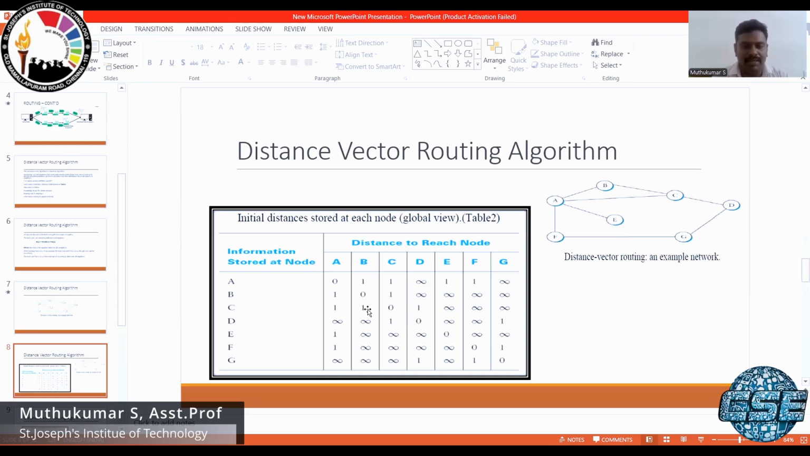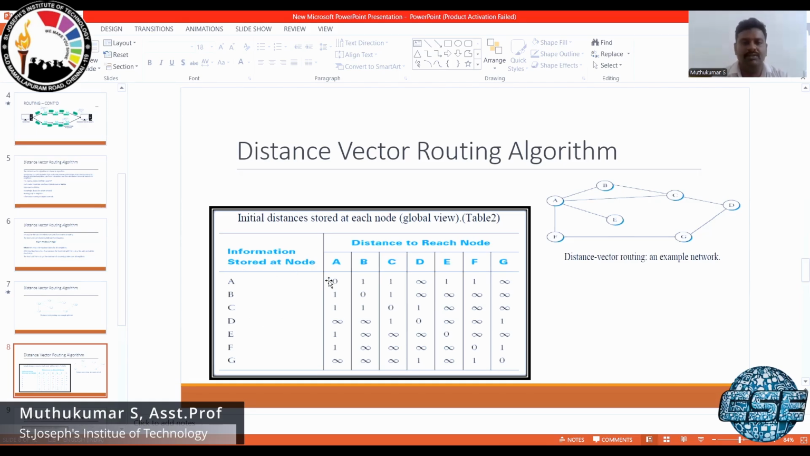Likewise for B, most of the columns are infinity because B is directly connected with A as well as C. All other nodes are far away. So all remaining values are infinity. Likewise for C, C to A is 1, C to B is 1, C to C is the self path. C to C means travelling to C, so that is 0. C to D is directly connected, 1. All other values are infinity. So likewise, you have to fill the initial table by looking at the values.